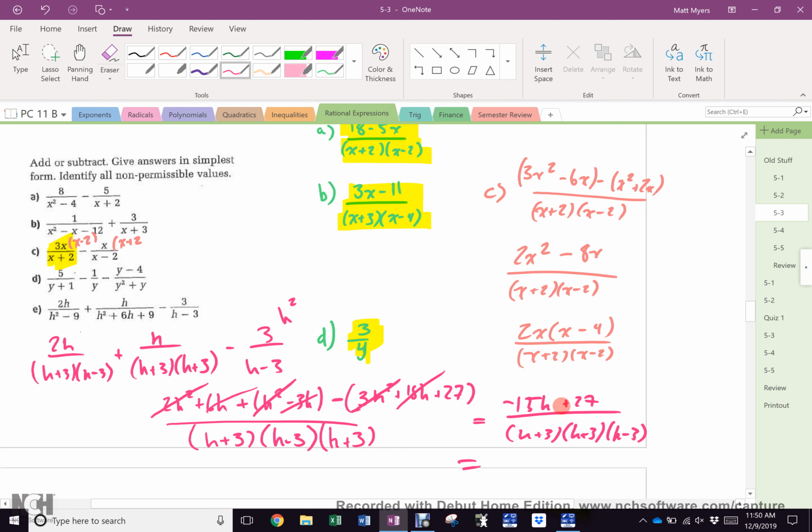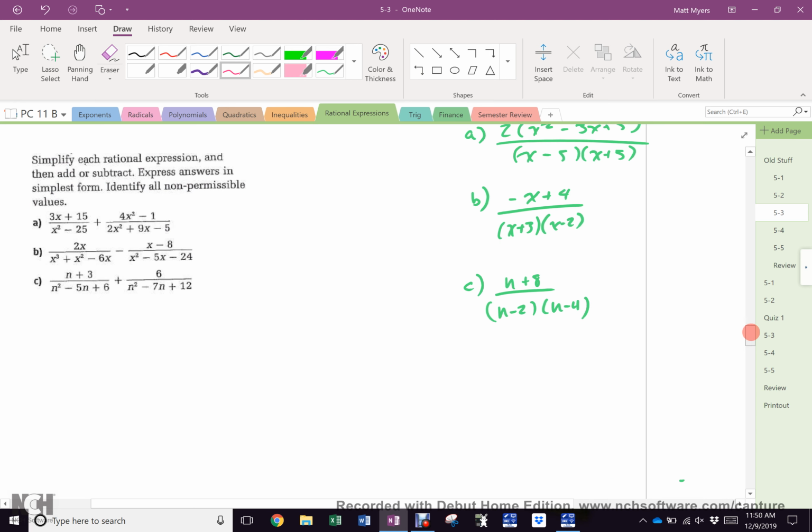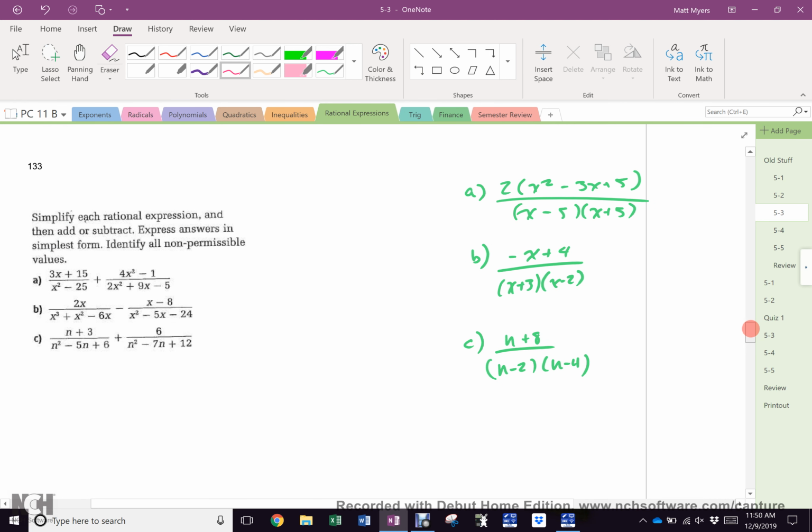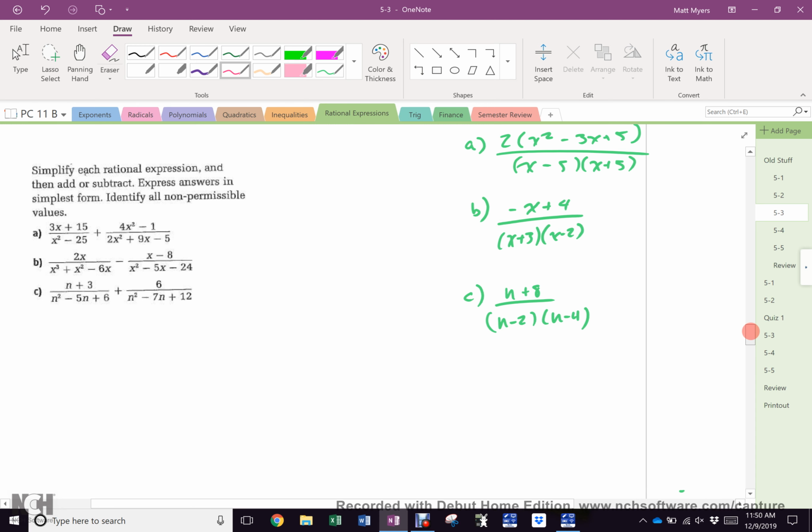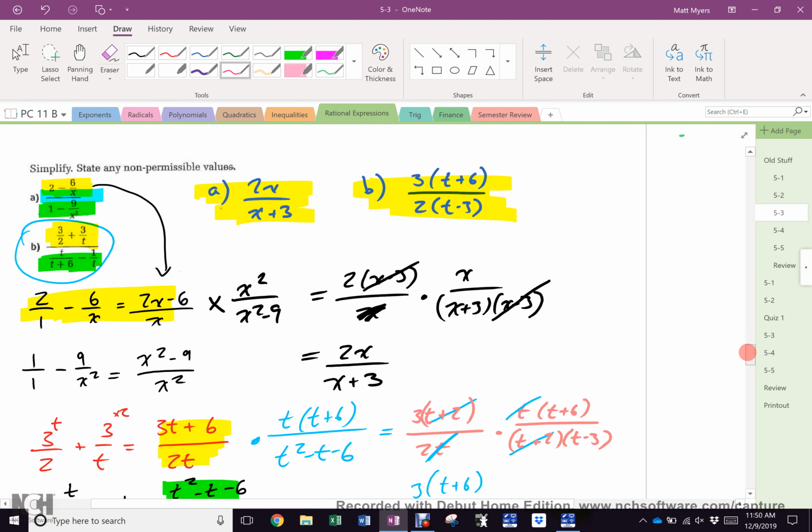What factors out of there? Yes, it should be negative 27. So what factors out of there? Negative 3 to get over that, plus 9. And then over that. And then there's no more canceling. Everyone good there? And everyone good there?